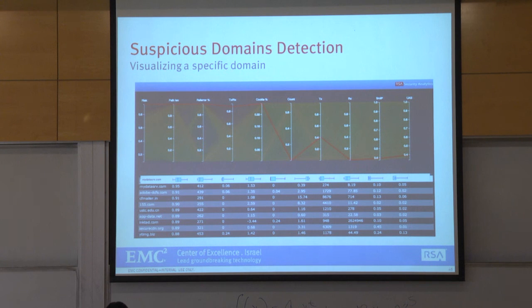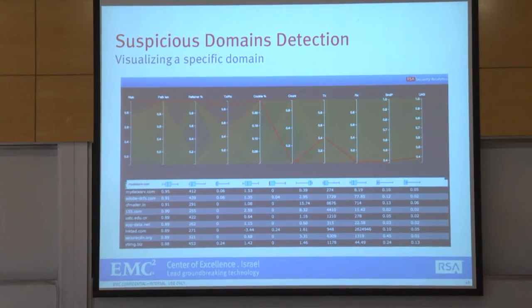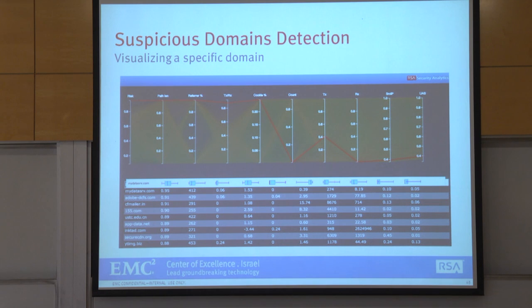What we can also get here is, for a specific domain, some visibility into its behavior across these features. This is very easy to extract from the data. It's extremely valuable to the analyst. It's almost impossible for them to get this from the data. It requires a lot of exhaustive queries, which many times take a lot of time and don't return in the end. So even just getting some visibility helps a lot.